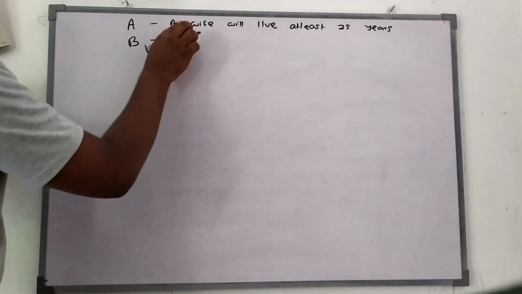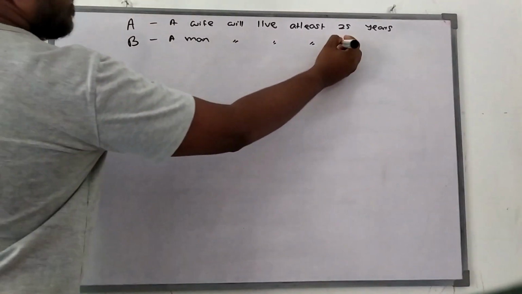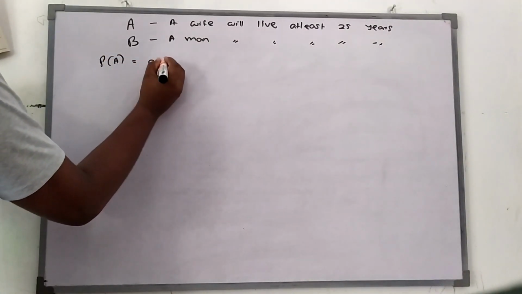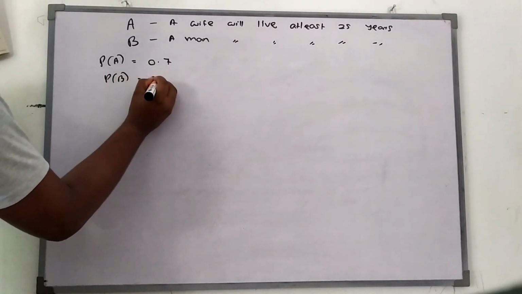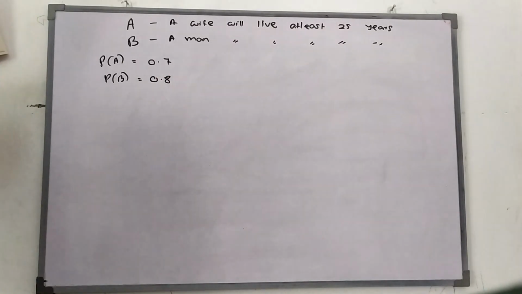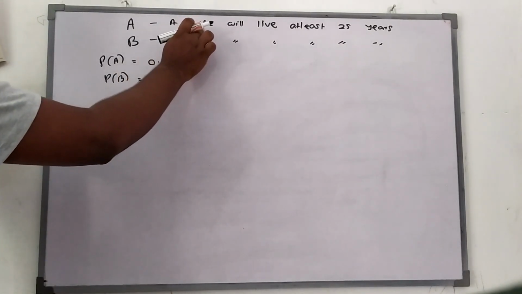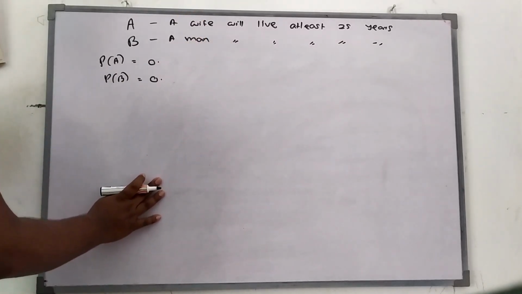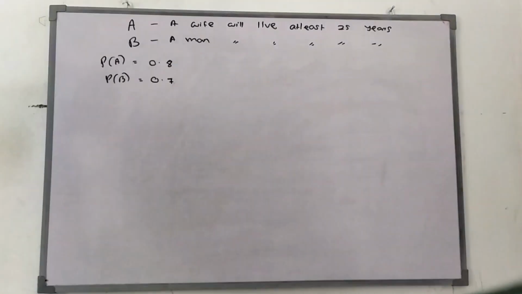B means a man will live at least 25 years. So P(A) is already given, it's 0.7. P(B) is already given, it's 0.8. Sorry, the probability that a man and his wife live 25 years: the man is 0.7, the woman is 0.8.